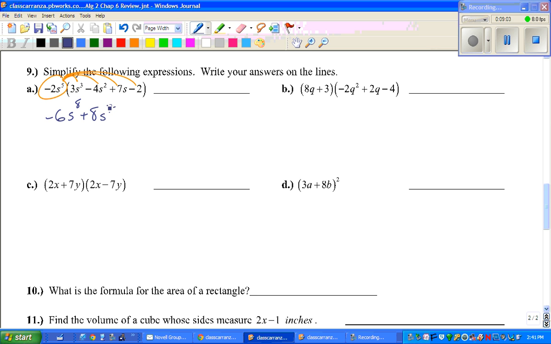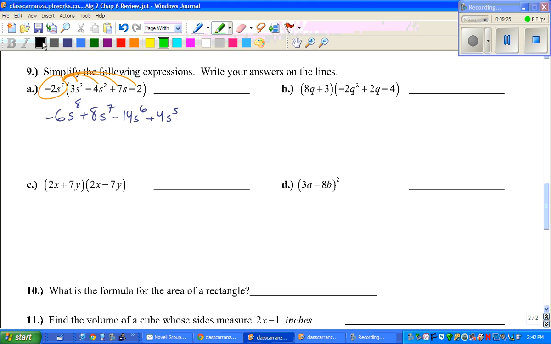Negative 2 times positive 7 is negative 14 s to the 6th power. And then negative 2s times negative 2 is positive 4s to the 5th. Okay?